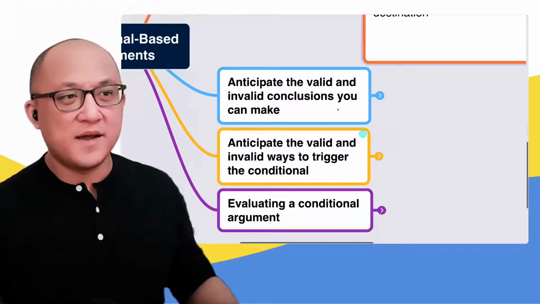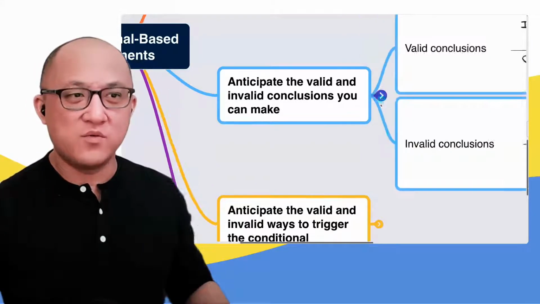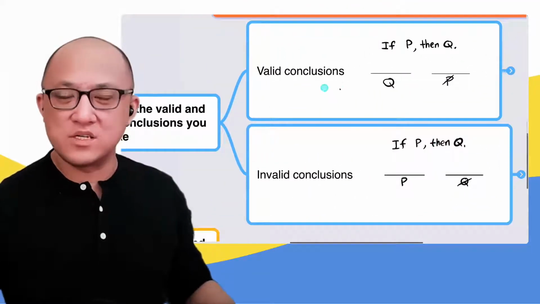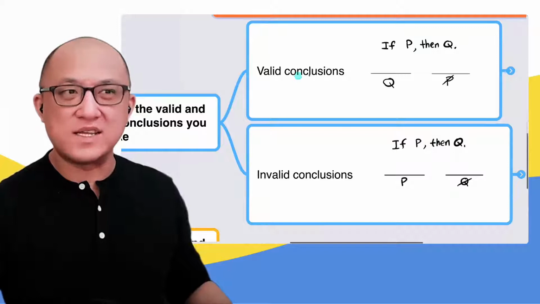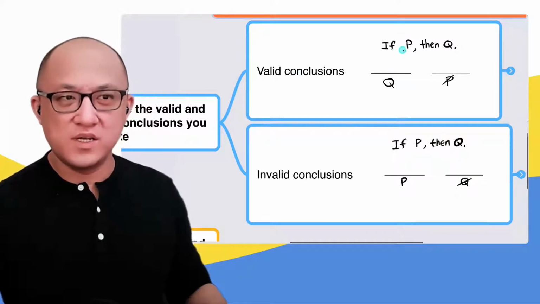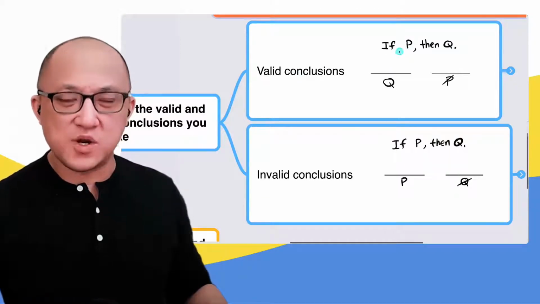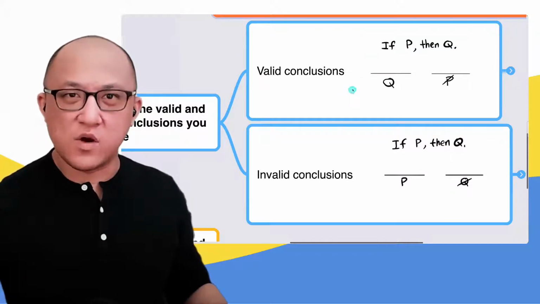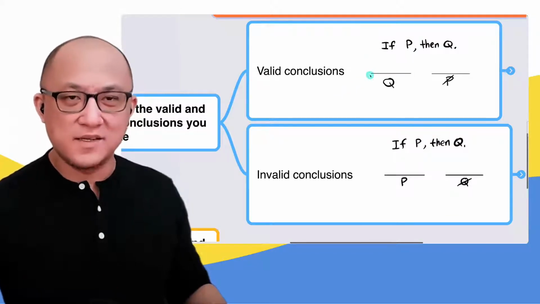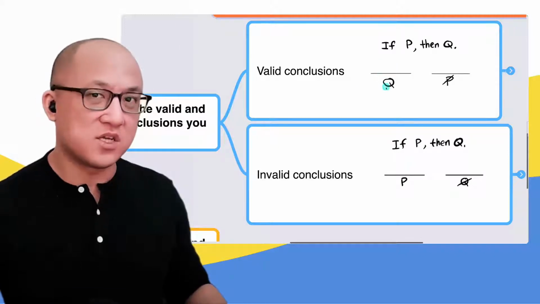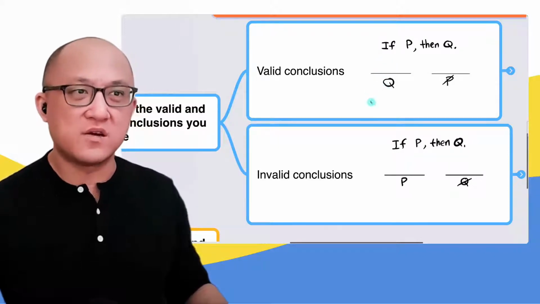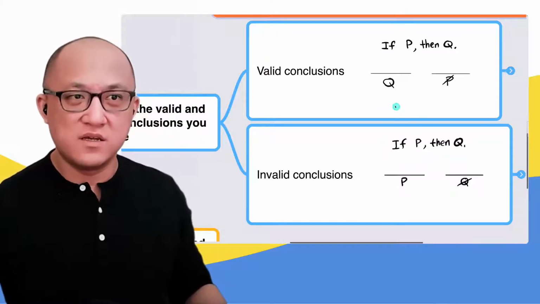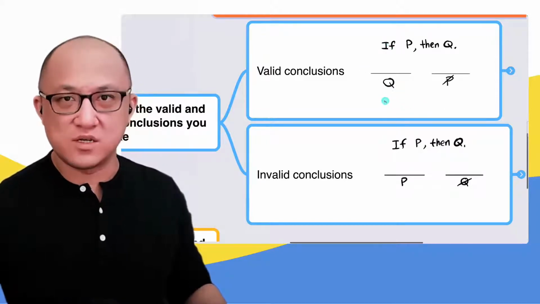All right. And so that's what I've represented over here. The valid conclusions based on the conditional if P then Q. And just in case you're not familiar with this notation, oftentimes, when people are breaking down arguments, they'll draw a line and then they'll put below the line the conclusion of the argument. So that's what I've done here. These are the two ways that you could validly use this conditional to reach a conclusion.